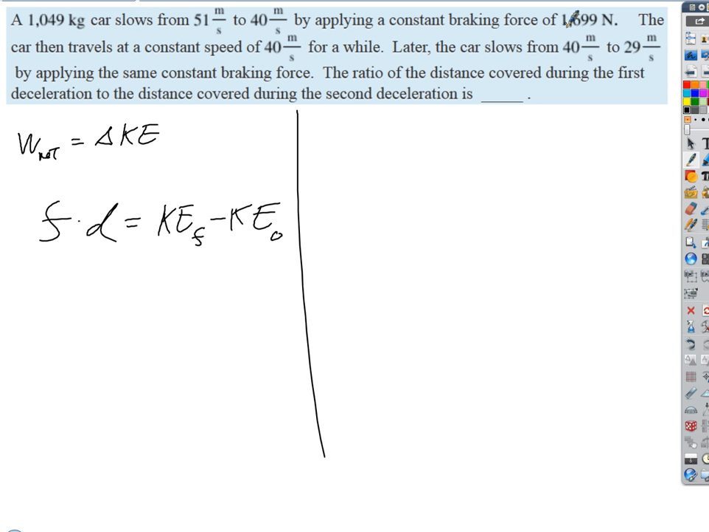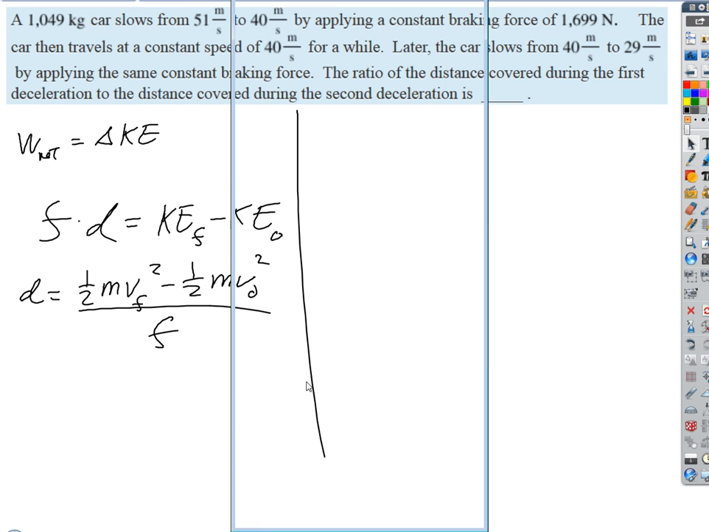We know what the initial and final speeds are, and we know what the mass of the car is. So we've got everything we need. The only thing we're missing is D, right? So if I solve for D, D just equals 1/2 m V final squared minus 1/2 m V naught squared, there's my change in kinetic energy, divided by F, right? And that's just calculator stuff, so we can plug all that in, and what do we get? So would V final be 29?